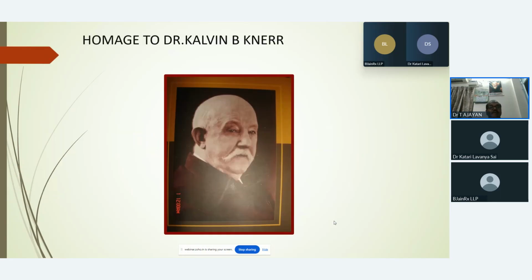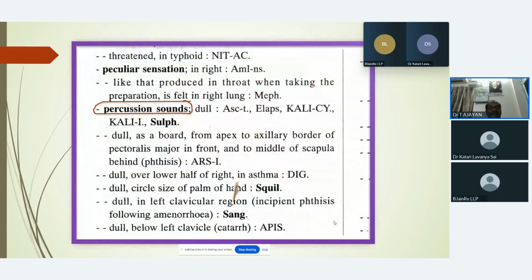The Knerr repertory is an homage to Calvin B. Knerr. This time I am showing the revised edition by Shivaramakrishnan. In the revised edition, the Kentian method and Kentian chapters are used. What is the advantage of the Kentian method followed in that repertory? Almost all homeopathic doctors are familiar with the Kentian chapters and methods. Therefore, Shivaramakrishnan revised that particular book following the Kentian method.